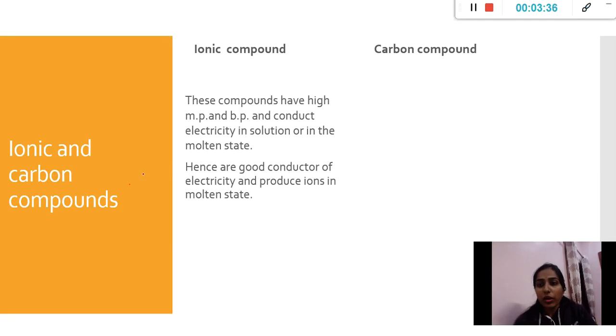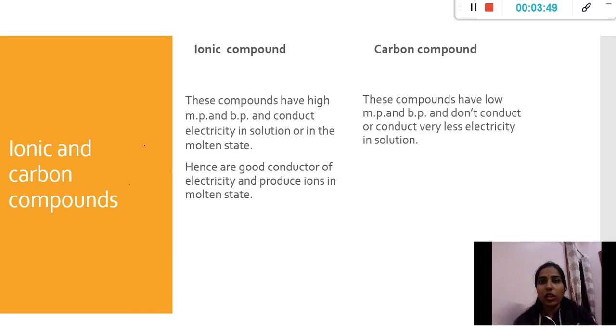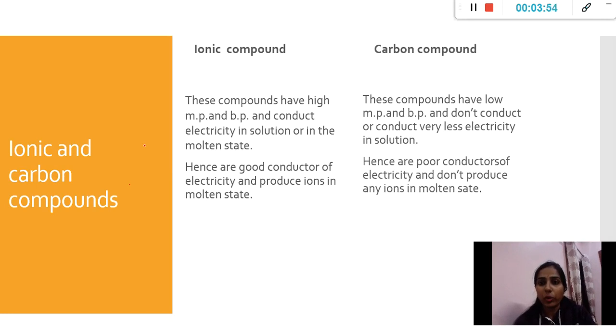And why are they good conductors of electricity? Because they produce ions in the molten state, which are the carriers of electricity. While carbon compounds have low melting and boiling points and don't conduct, or conduct very little, electricity in solution. Hence, they are poor conductors of electricity and don't produce any ions in the molten state.